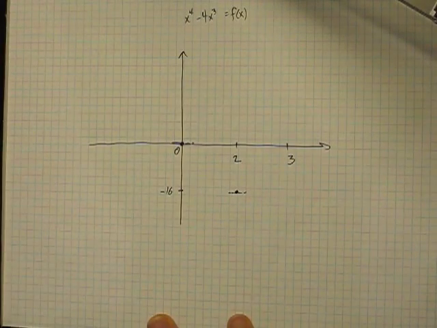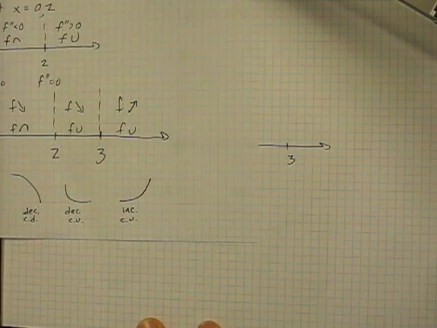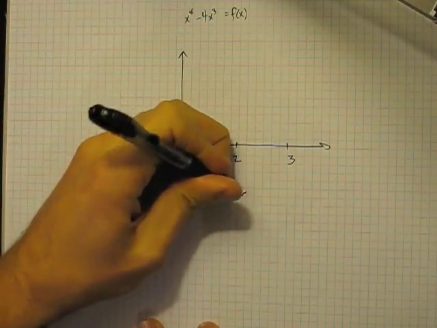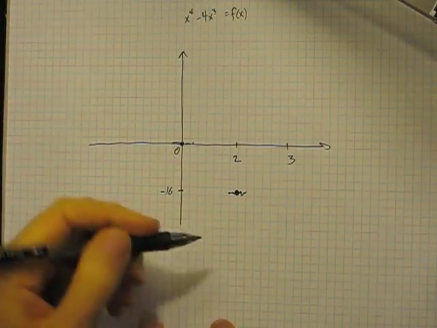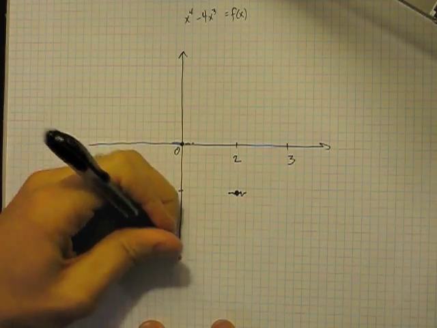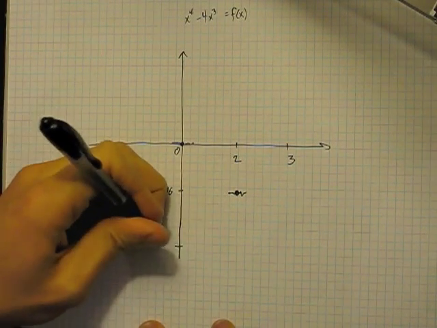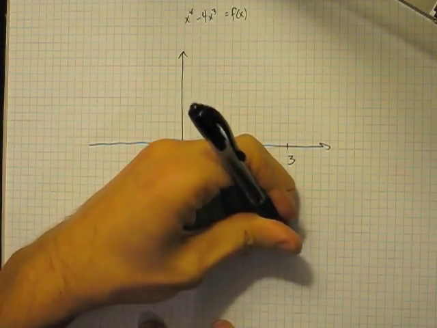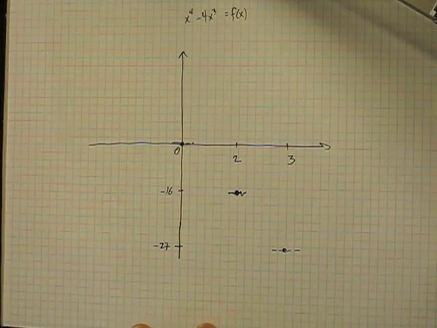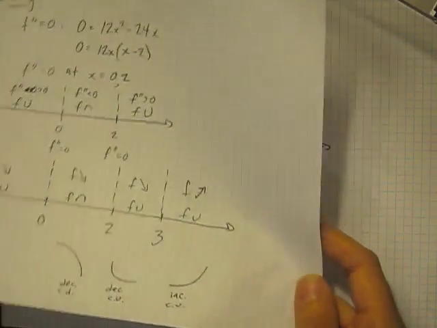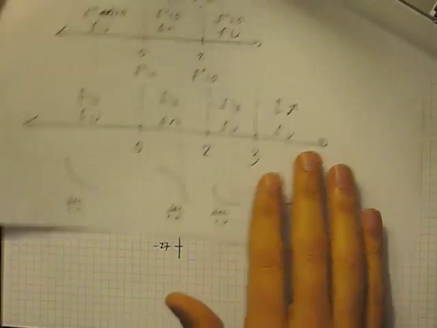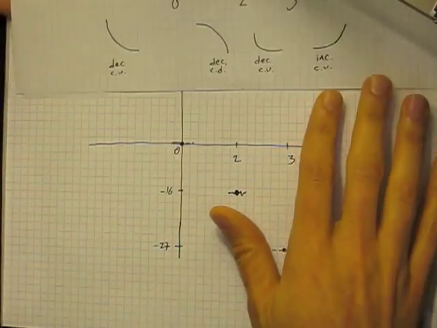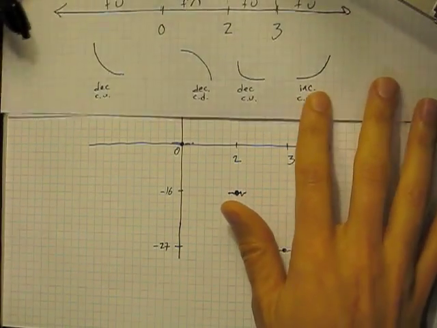Oh no, I'm sorry. At 2, there is no horizontal tangent line. I lied a little bit there. But it has to pass through this point. And at 3, there's a horizontal tangent line as well. The graph goes through minus 27. So we have a horizontal tangent line here. Now let's just take a look at what our graph has to look like on each of these intervals.